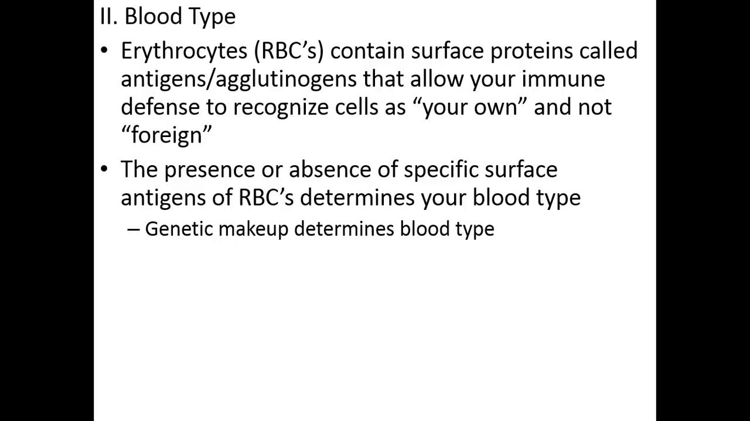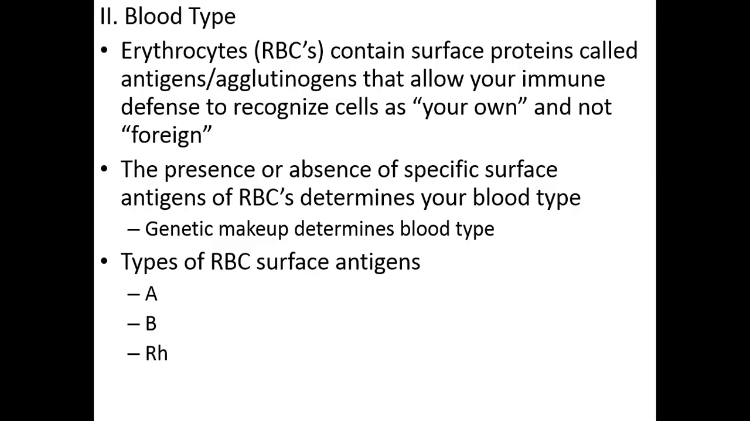So the presence or absence of that specific protein, which is called an antigen or an agglutinogen, two different names for the same thing, is what matters. This right here are the names of the proteins on the surface of red blood cells that give you your blood type. Your blood type is determined by your genetic makeup, and we know how this works through codominance. A and B are codominant together, and your parents' blood types are what determine yours.